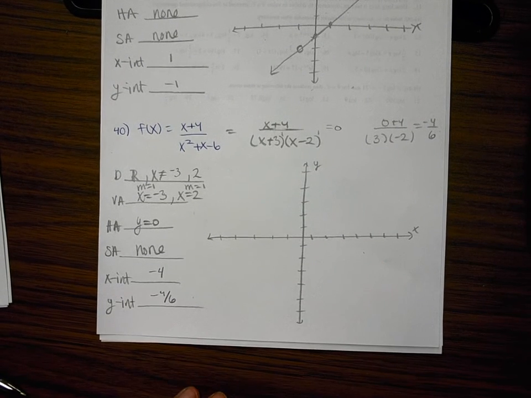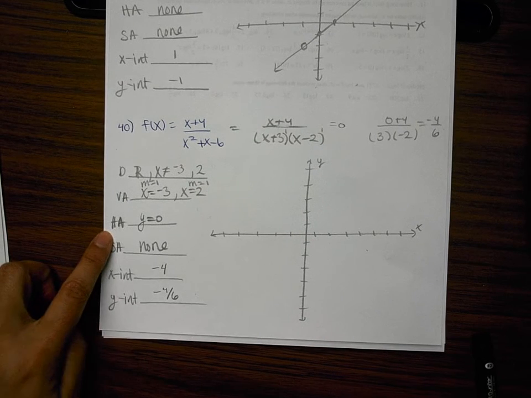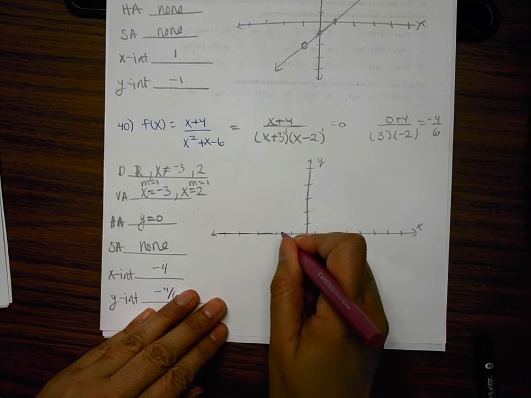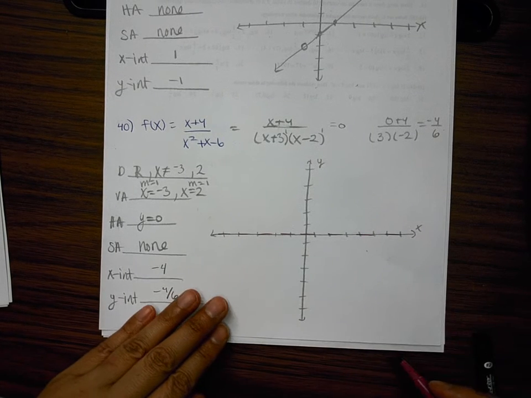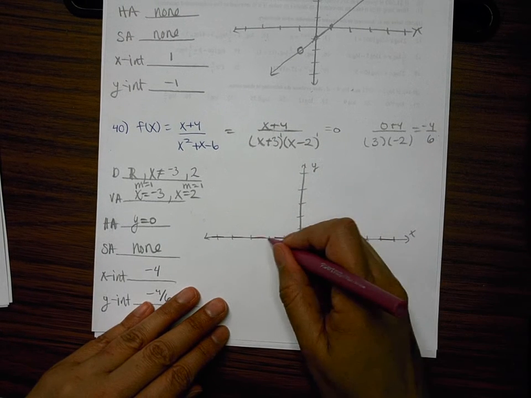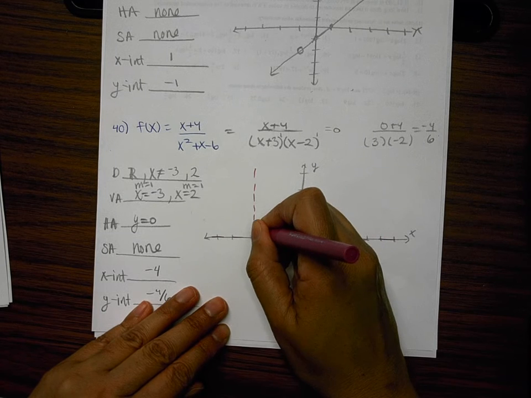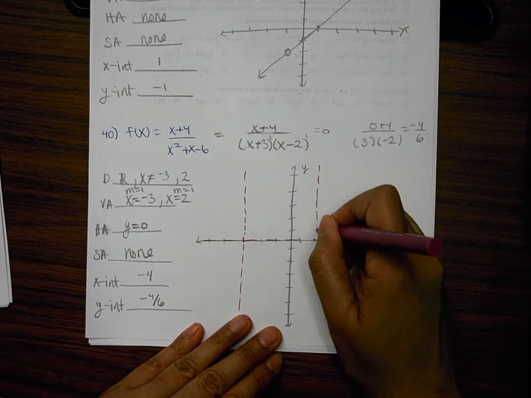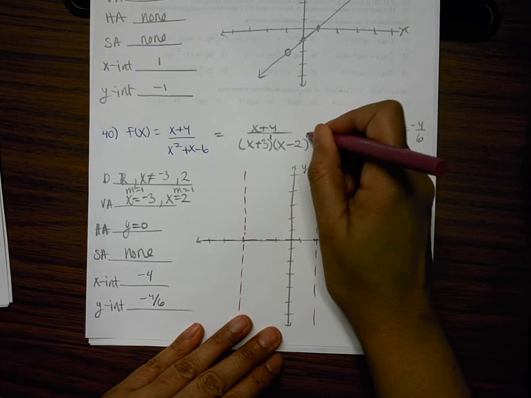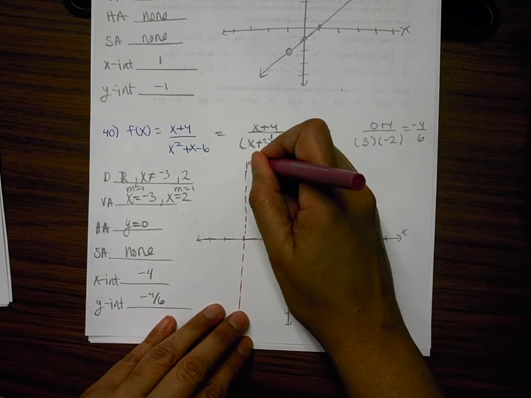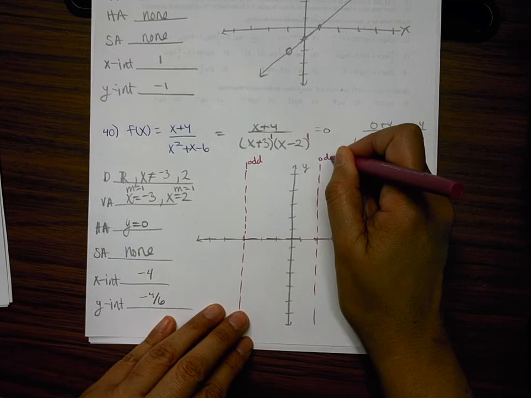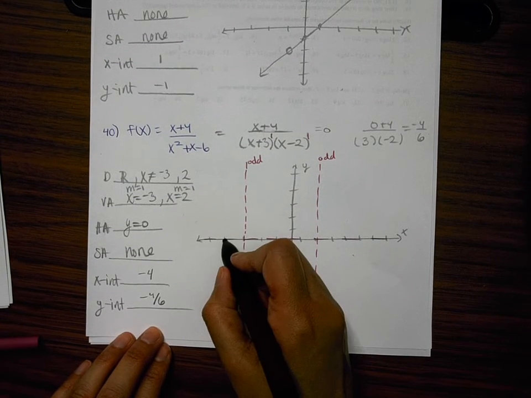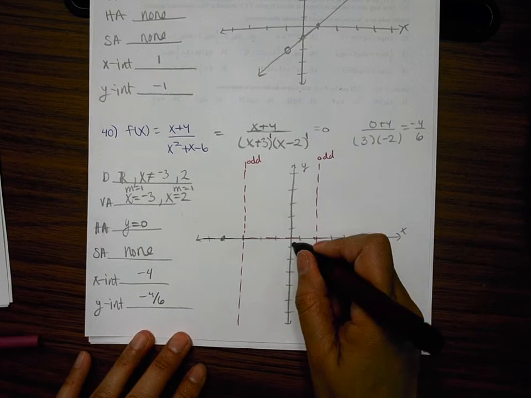Okay, horizontal is 0, which means I will have to do a test value. Y equals 0. And I have two verticals, x equals -3 and x equals +2. And they both have a multiplicity of 1. We wrote that down earlier, which means they are both odd, which means opposite direction. X-intercept is -4, and y-intercept is negative 4/6.